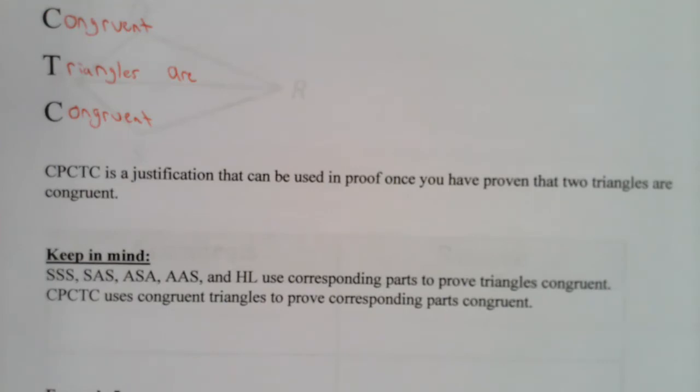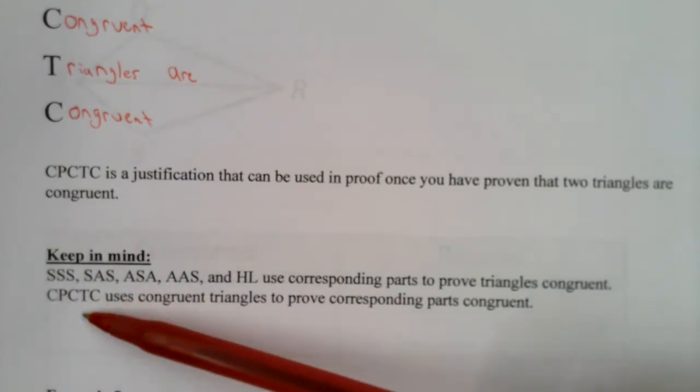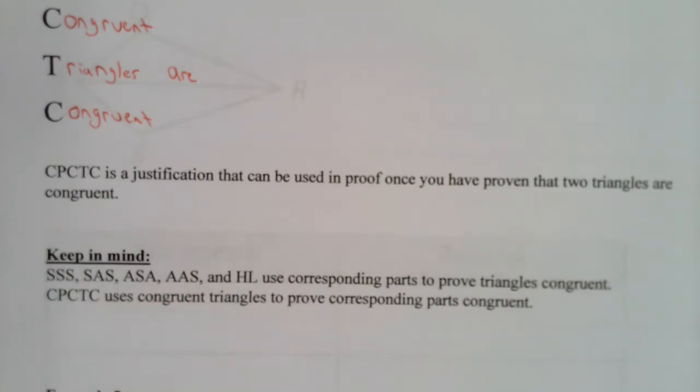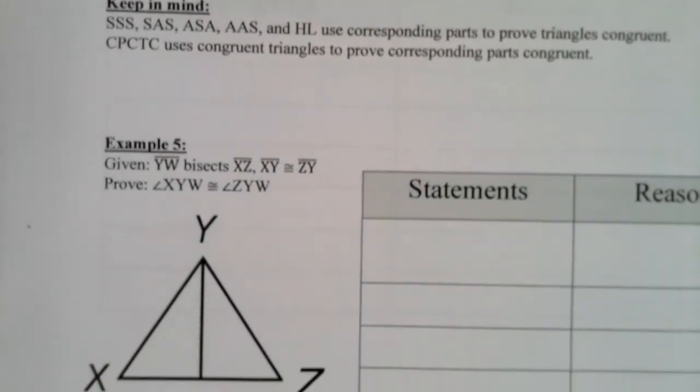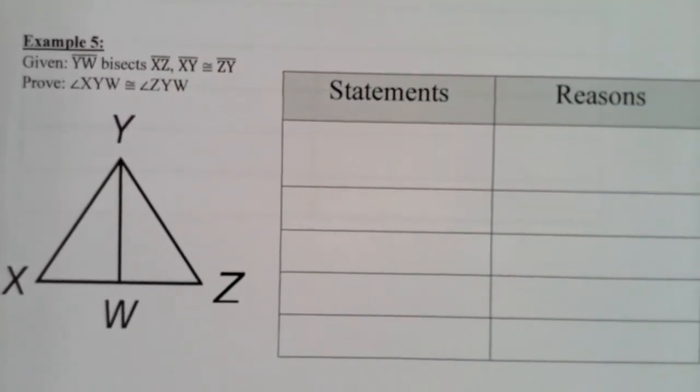If you want to say that a certain part of a triangle is congruent to a part of another triangle, that's when you use CPCTC. You use that after you already have triangles congruent, and you want to say that a certain part is congruent to a certain part. So let's see that in action for example 5.